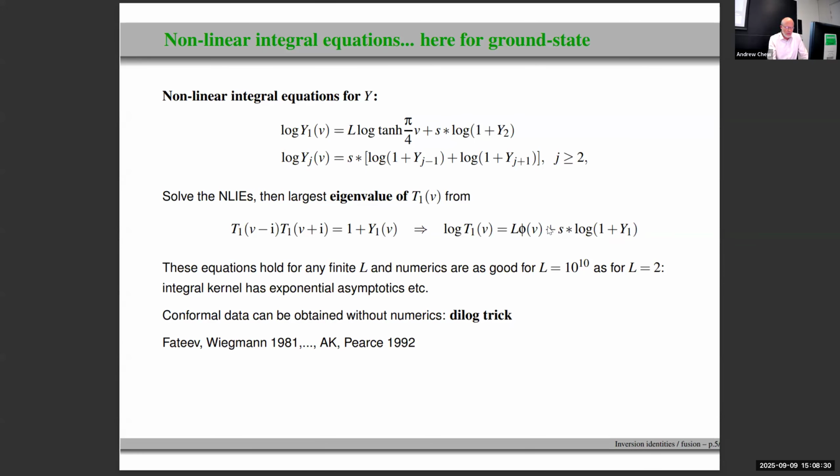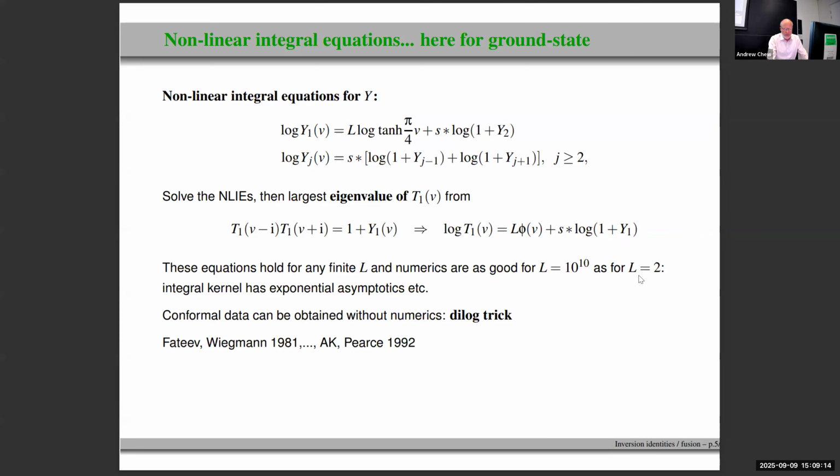And then after doing this integral, you have the eigenvalue, let's say the leading eigenvalue of the transfer matrix T1, which is a physical transfer matrix. And you can evaluate these integral equations and the integral expression for the eigenvalue of T1 for practically any size L, large or small. And yeah, the integral kernel has exponential asymptotics. And if you're interested in conformal data, the 1 over N, or here I should say 1 over L corrections, you don't need to do numerics. You apply the dilogarithm trick and you get the central charge.